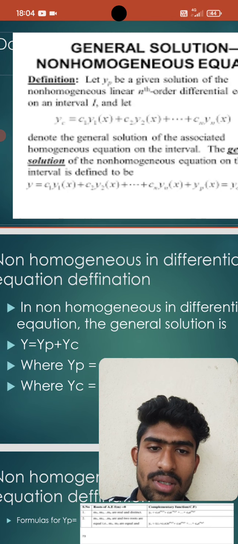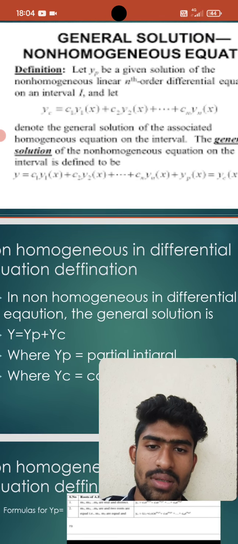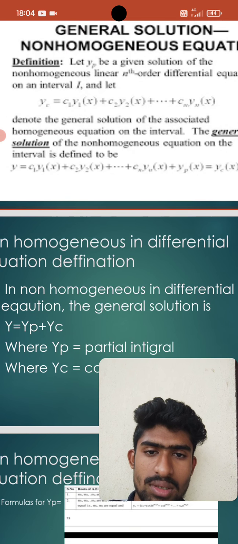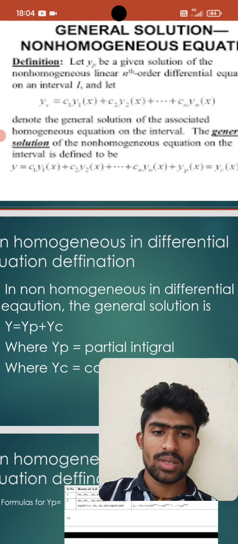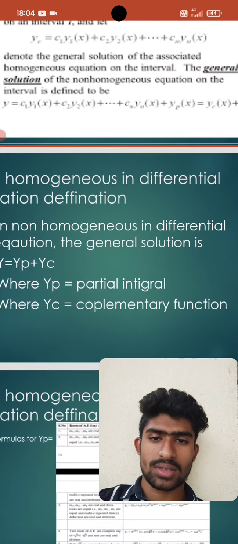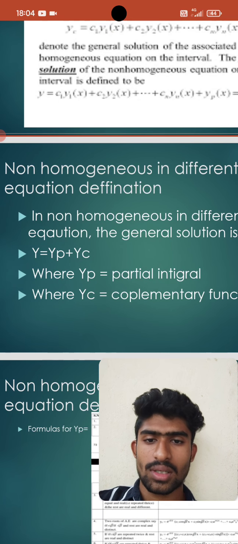The general solution of the non-homogeneous equation on the interval is defined to be y equals c1 y1 of x plus c2 y2 of x plus c3 y3 of x and so on, plus cn yn of x plus yp of x, which equals yc of x plus yp of x. This is the general solution y.